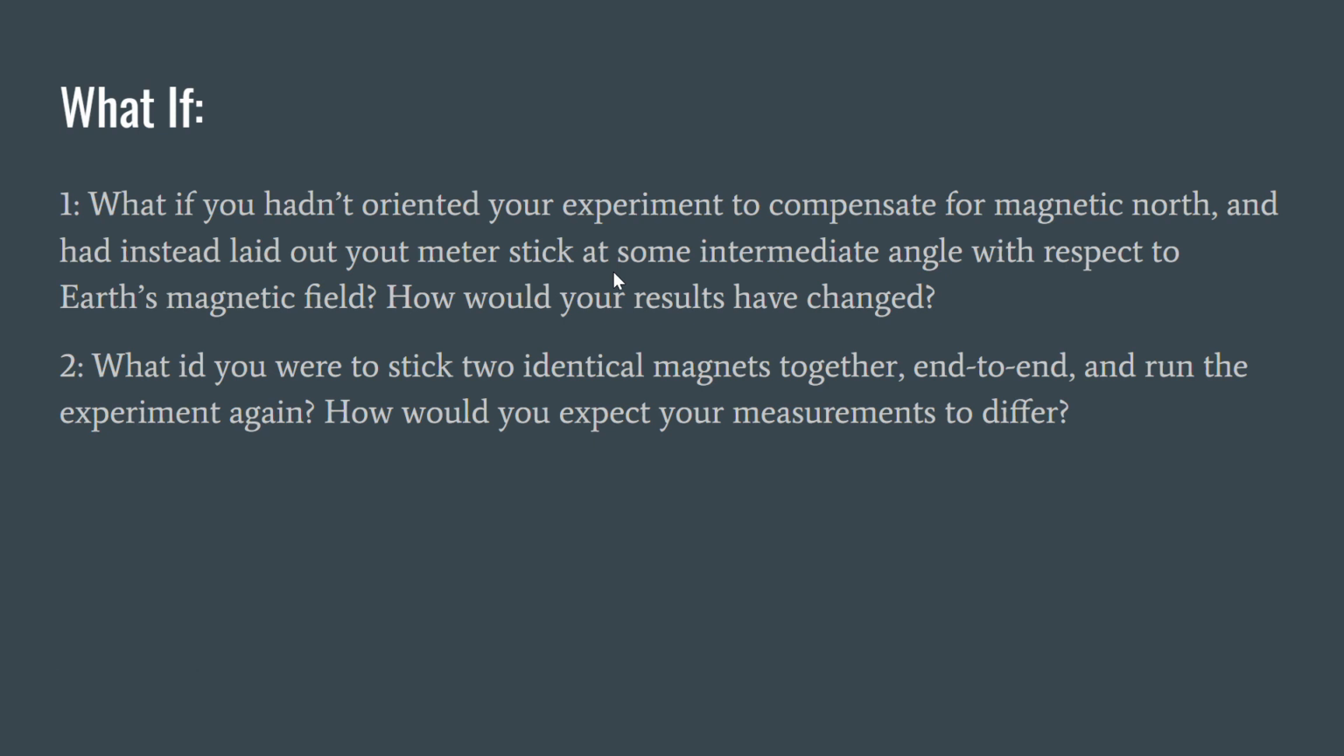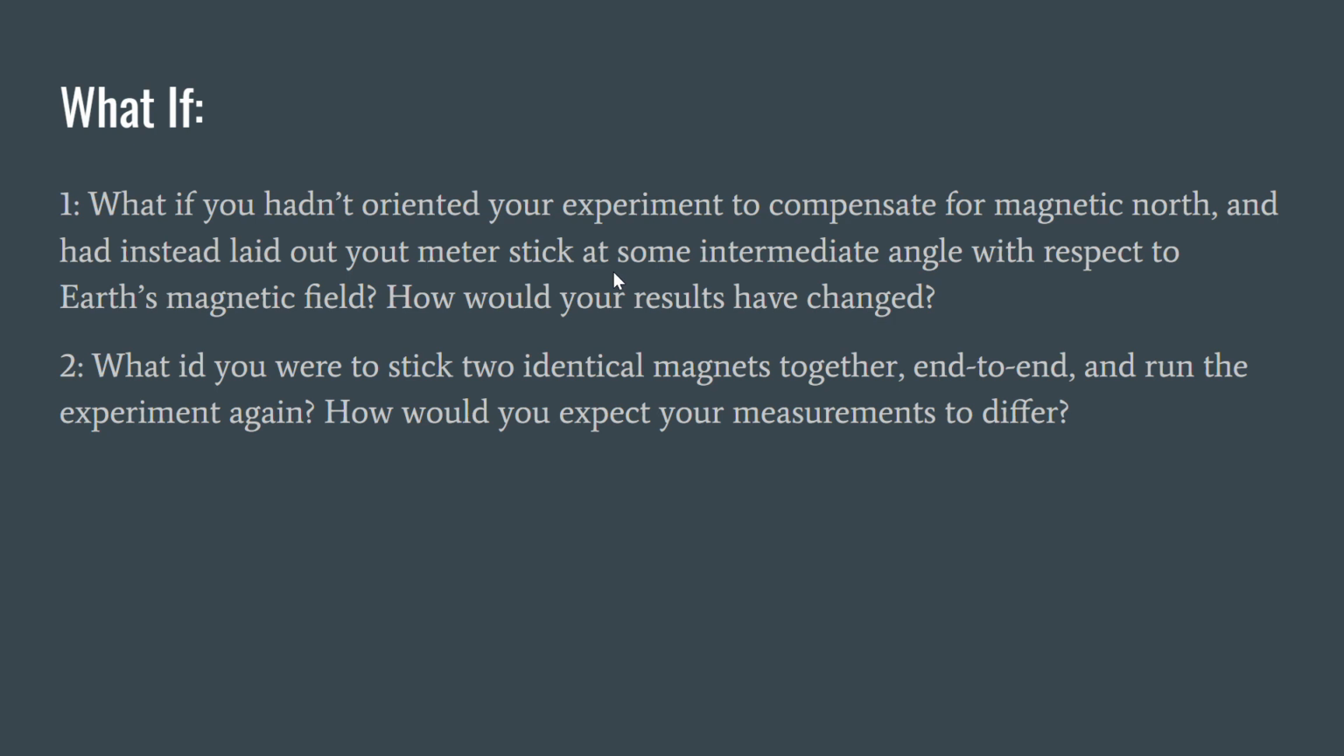For the first question, what if we hadn't oriented our experiment to compensate for magnetic north and had instead laid out our meter stick at some intermediate angle with respect to Earth's magnetic field? Our values would have changed because Earth's magnetic field acts in all directions, not just the Y component. So the magnetic field would have changed in all 3 directions.